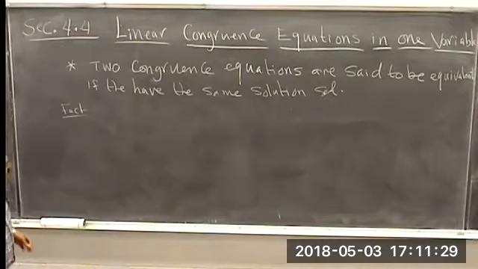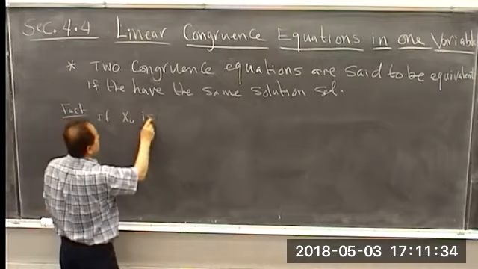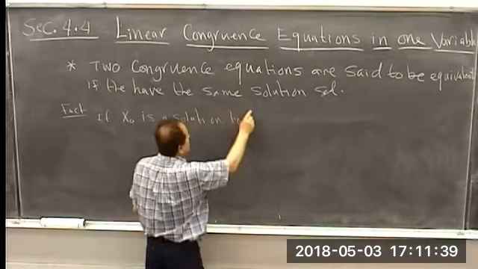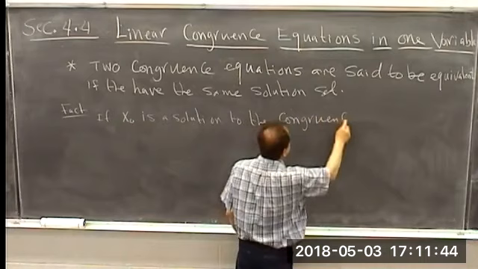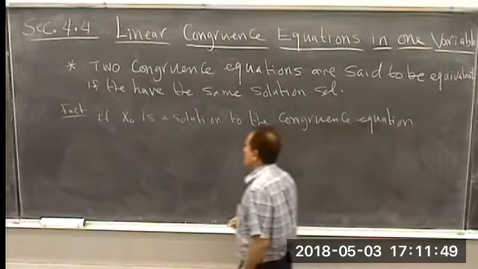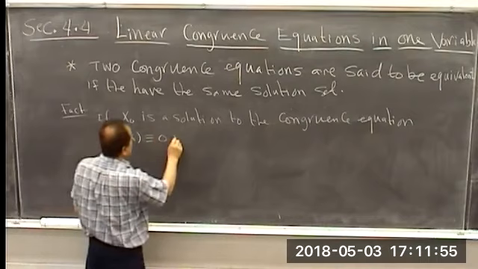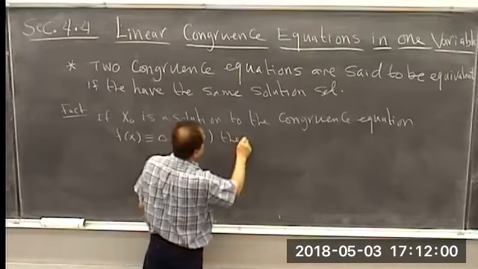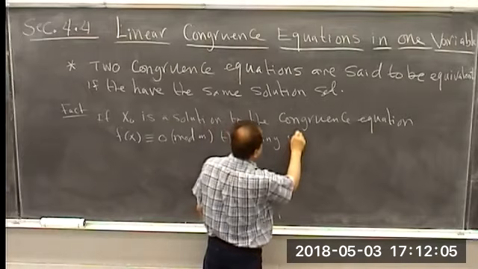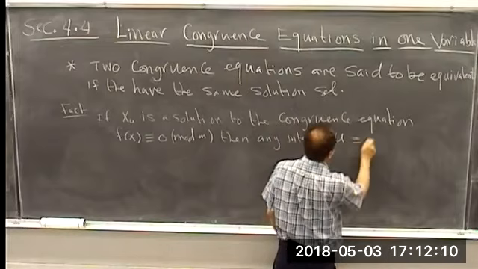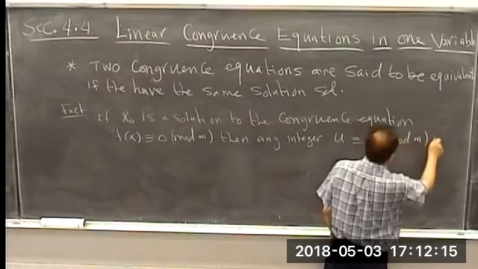If x sub 0 is a solution to the congruence equation f of x congruent to 0 mod m, then any integer u that is congruent to x sub 0 mod m is also a solution.